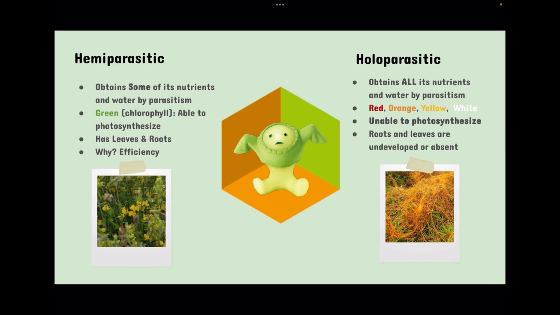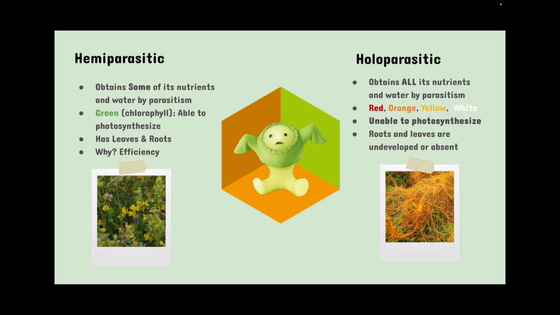There are 2 types of parasitic plants. The first are hemiparasitic, which obtain some of their nutrients from their host. The second are holoparasitic, which obtain all of their nutrients from their host. Hemiparasitic plants are green, meaning they contain chlorophyll and are able to photosynthesize. But why don't they? It's because it's much more efficient to take from another plant than to photosynthesize their own.